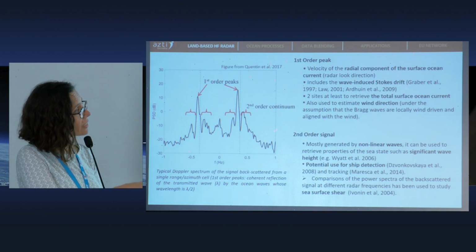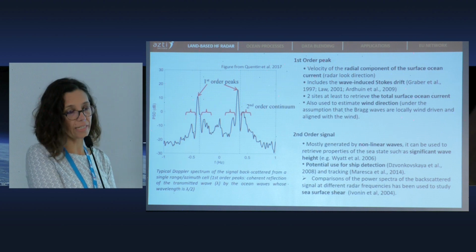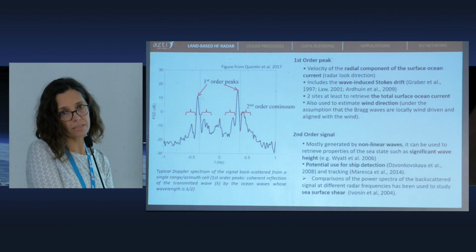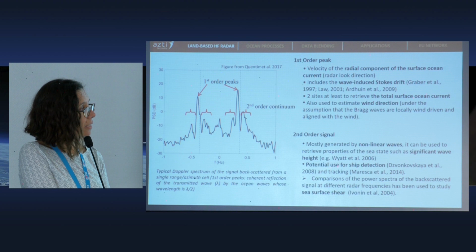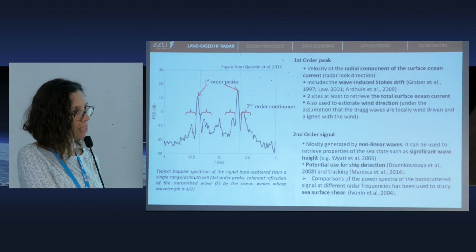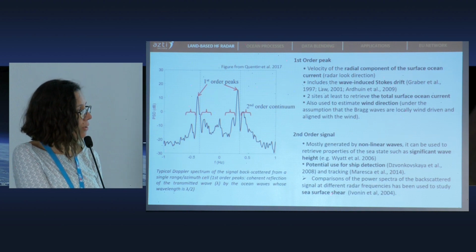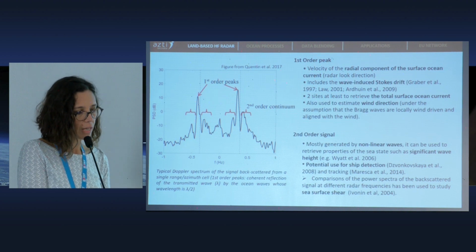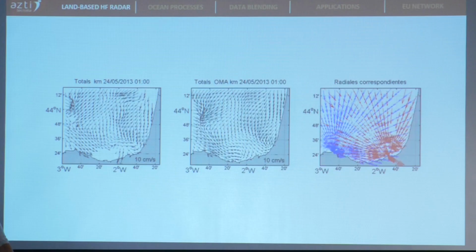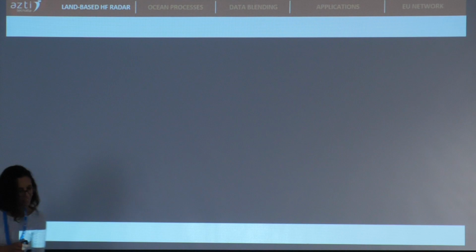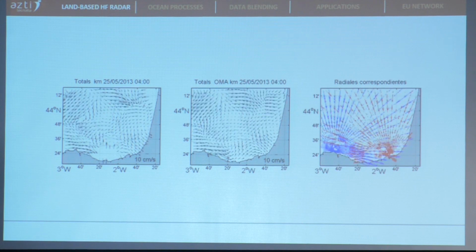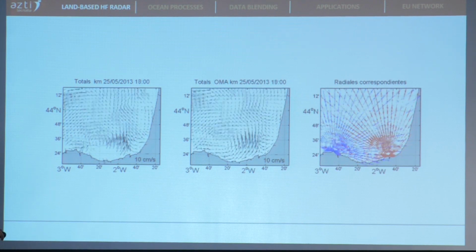And from the second order signal, which is mostly generated by nonlinear waves, we obtain properties of the sea states, such as significant wave height. There are also examples on the use of these signals for ship detection and tracking, and also for estimating sea surface shear. That is just an example of what we get. I am focusing on currents here, so that is what we get.